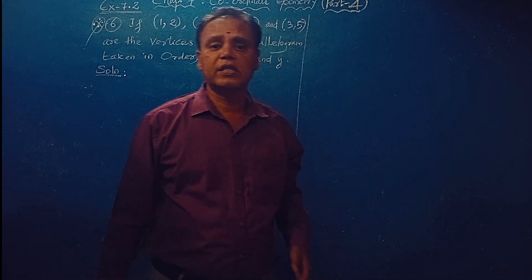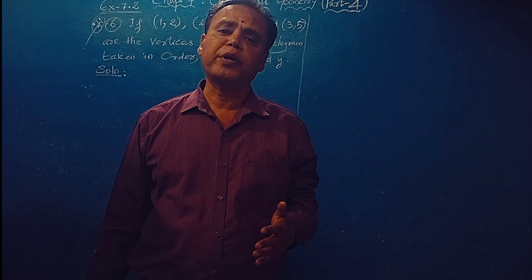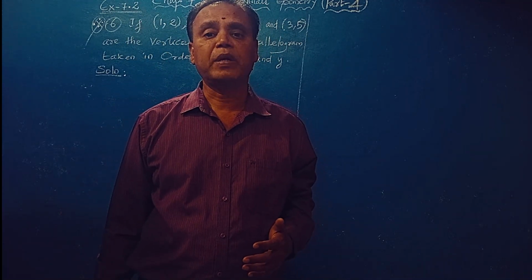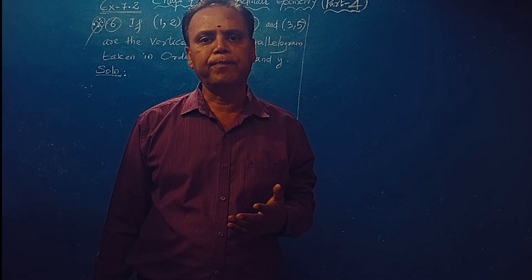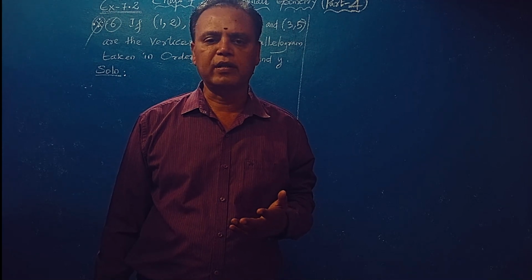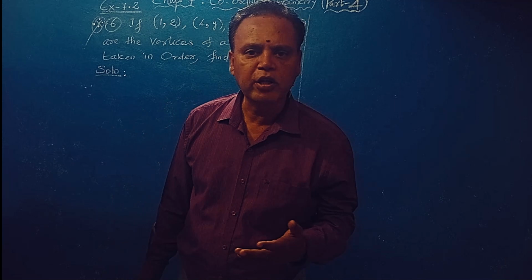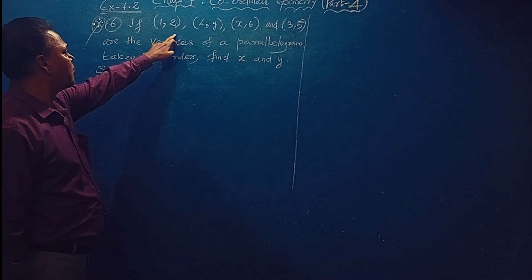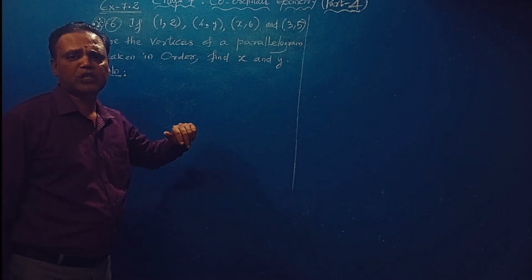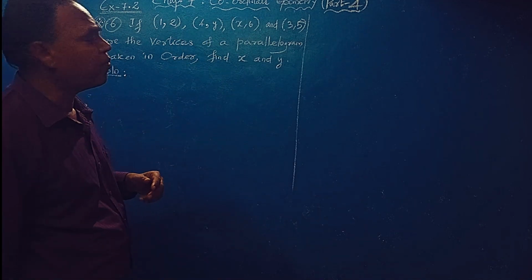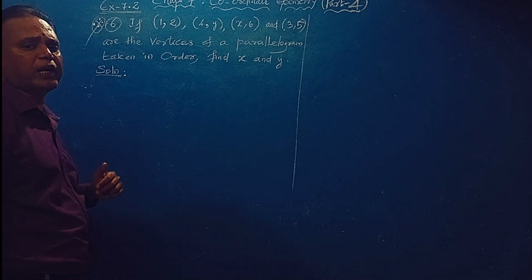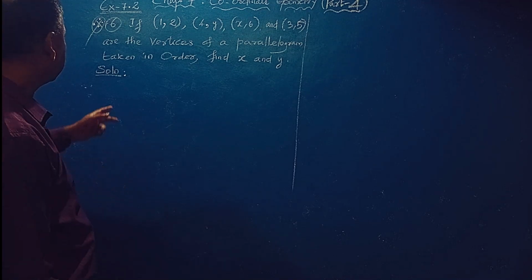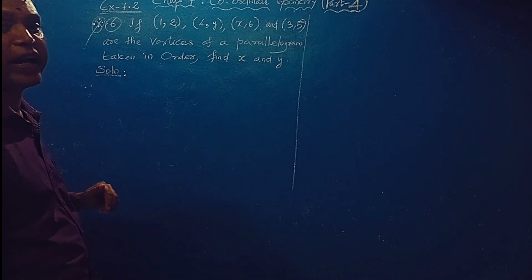So next we will see the sixth problem, a very, very important problem, repeated questions in the board exam. The parallelogram problems are very important. So you read the problem. If (1, 2), (4, y), (x, 6) and (3, 5) are the vertices of a parallelogram, taken in order, find x and y.